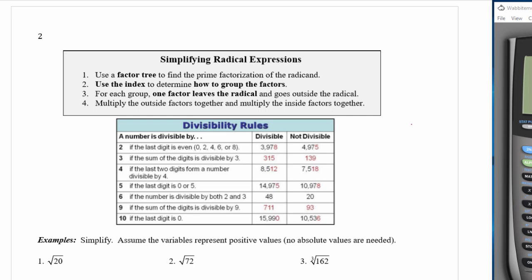Now in this video, we're going to talk about simplifying radical expressions. We're going to continue our work, but this time we don't have perfect squares and perfect cubes in the way that we did in the previous video. There are some strategies to simplifying radical expressions.